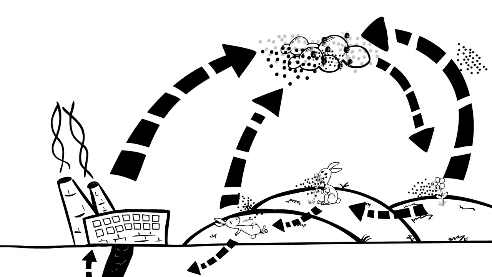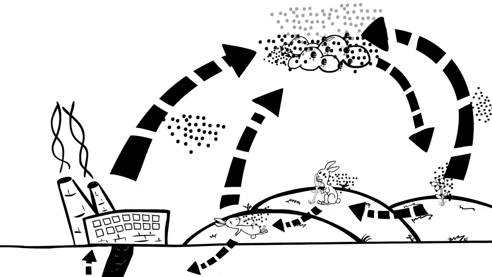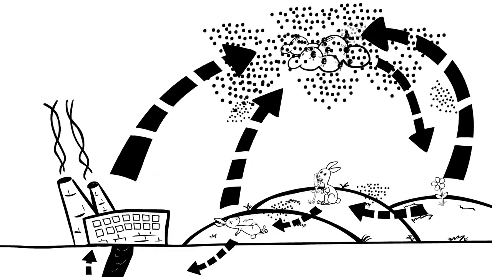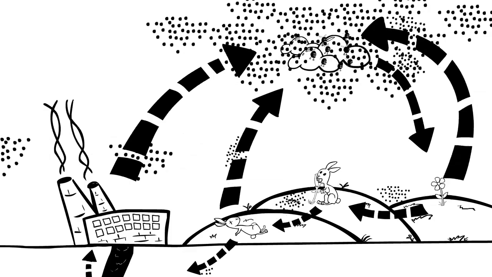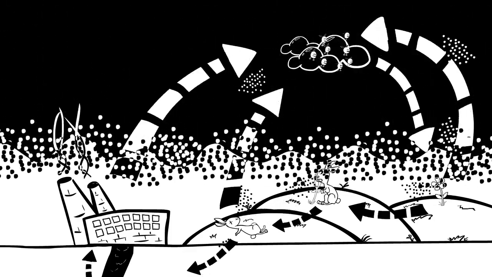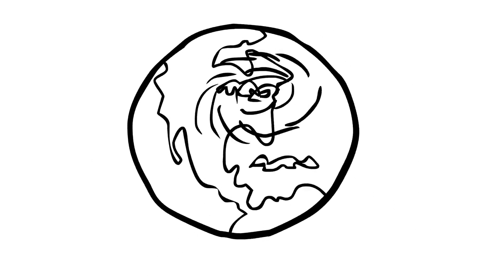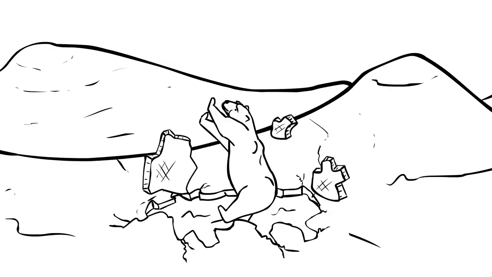The atmosphere is filling up with carbon faster than plants and oceans can absorb it. All this extra carbon in the air is like a blanket around the Earth that traps in extra heat from the sun. And things are changing all over the globe.